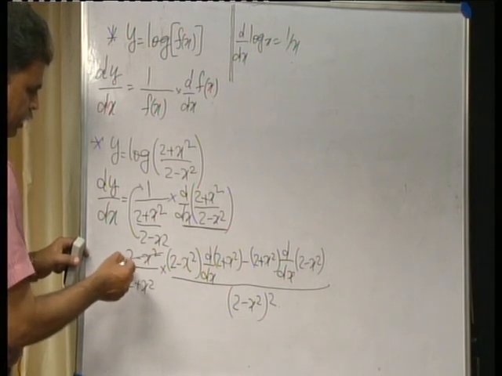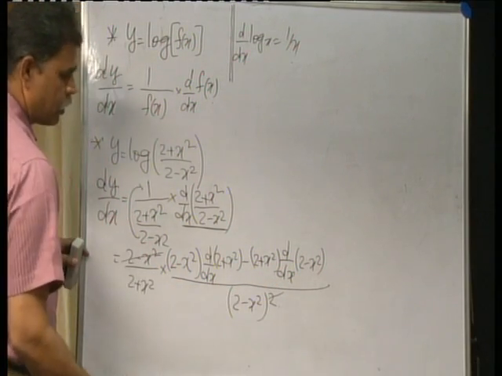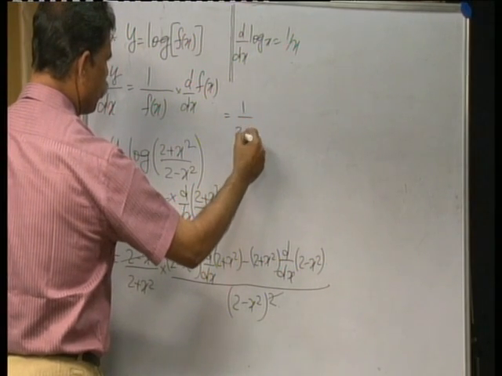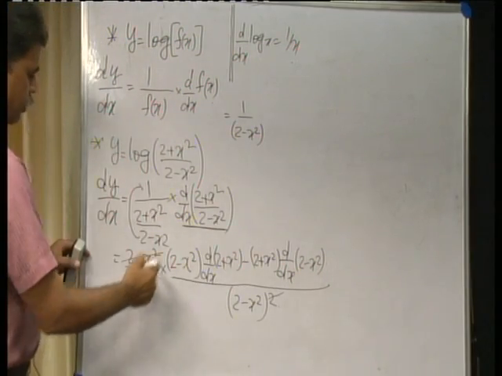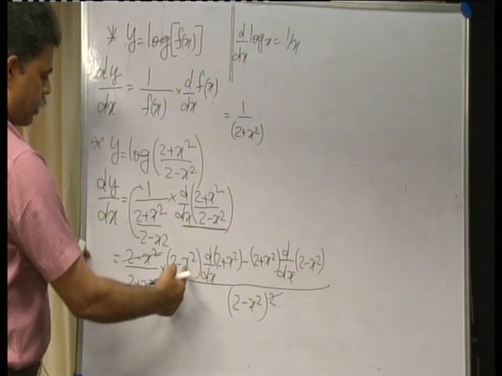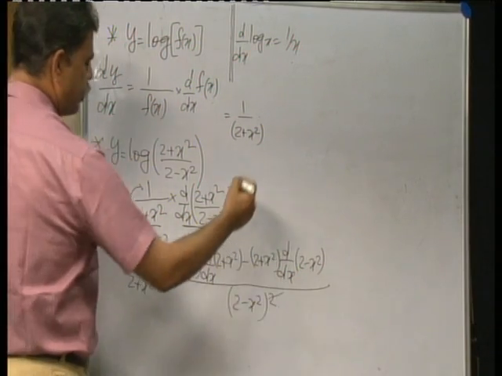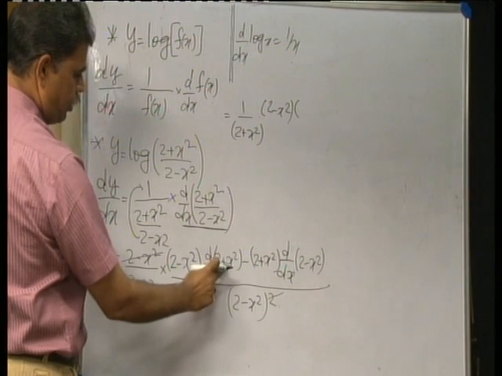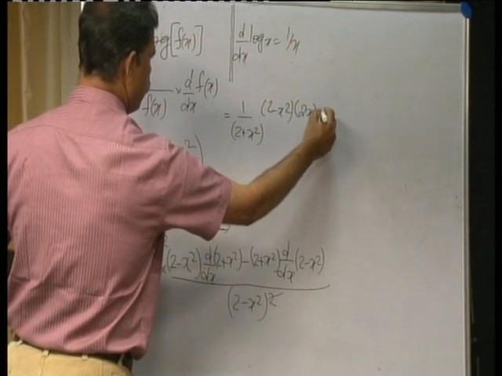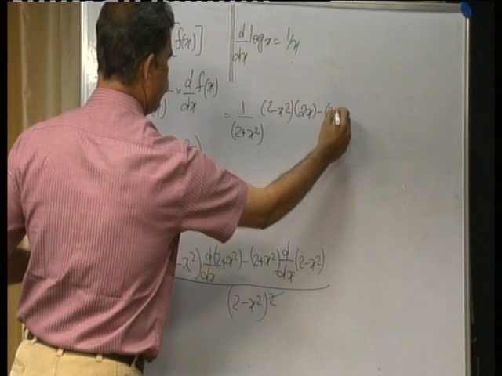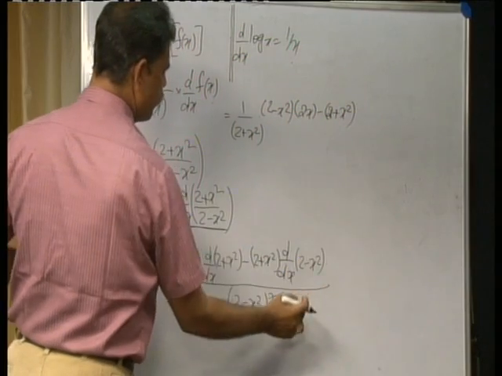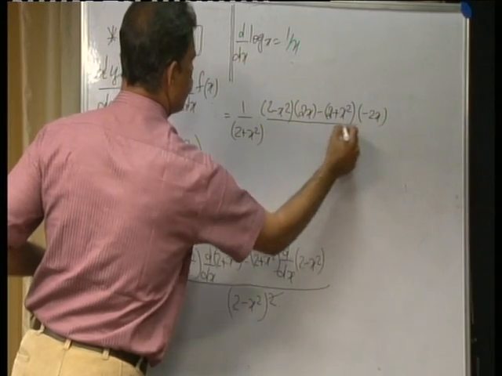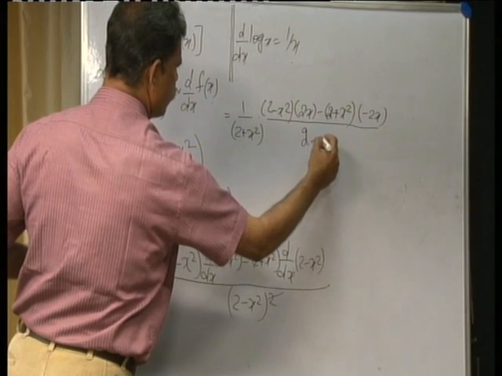2 minus x square appears one time in the numerator and two times in the denominator, so one cancels. The remaining is 1 by 2 plus x square into, wherever we have d by dx, find its derivative: 2 minus x square into the differentiation of 2, which is 0, plus the differentiation of x square, which is 2x, minus 2 plus x square into the differentiation of 2 minus x square, where the differentiation of 2 is 0 minus x square, that is 2x, all divided by 2 minus x square.